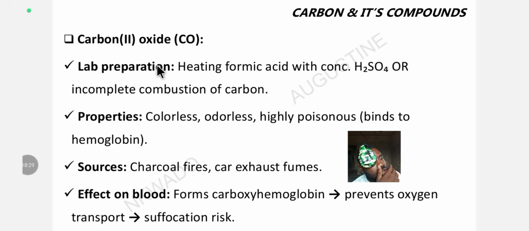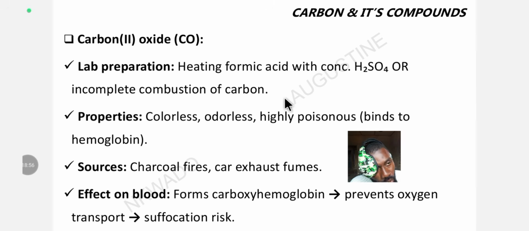Let's look at carbon 2 oxide. This is the lower oxide of carbon, the second most popular oxide of carbon. So what is the laboratory preparation of carbon 2 oxide? It is by heating formic acid with concentrated tetraoxosulfate 6 acid. Or you can also use incomplete combustion of carbon.